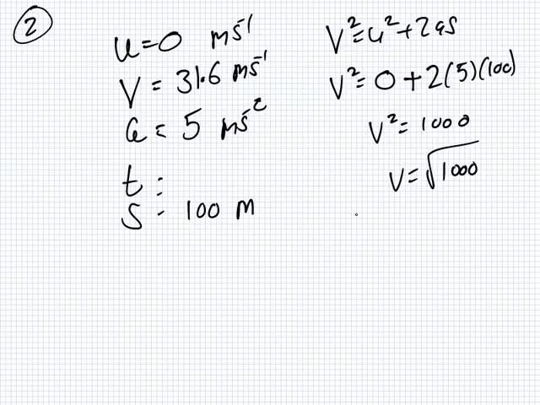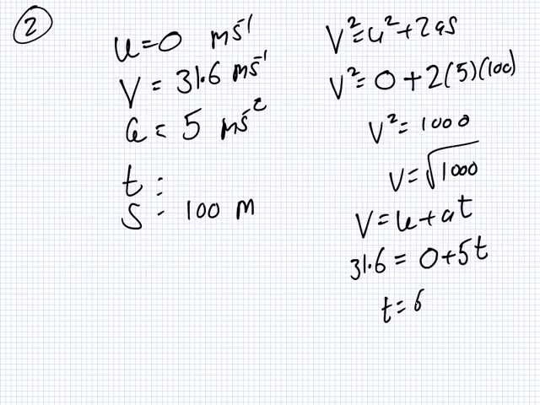And then T will be V equals U plus AT. 31.6 equals 0 plus 5 times T. So just this answer divided by 5, and we get T is 6.32 seconds. And that's the answer for that one. So again, not too difficult to do. Okay. Now, on to number 3.